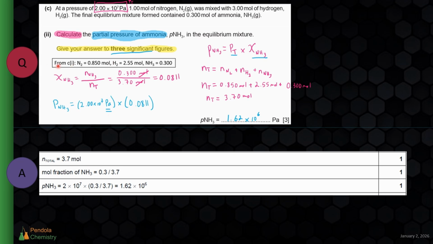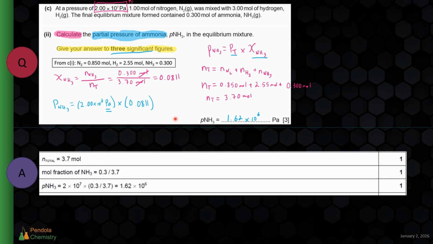Then we get another point for finding the mole fraction of ammonia, that 0.3 over 3.7. And then we get our final point for finding our partial pressure here. Now, do remember, this needs to be to 3 significant figures. If you do not give this to 3 significant figures, you will not get the last very easy point. So this is not the type of question that you should be getting wrong because it is easy points.